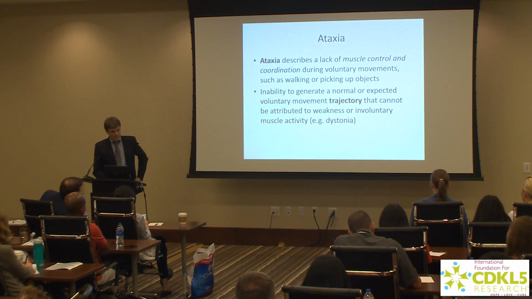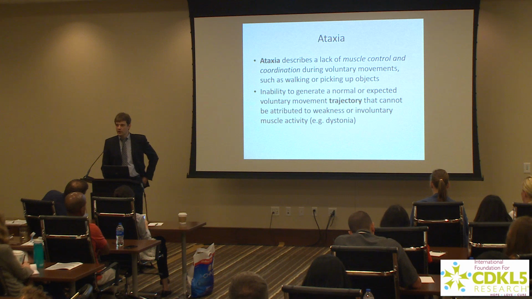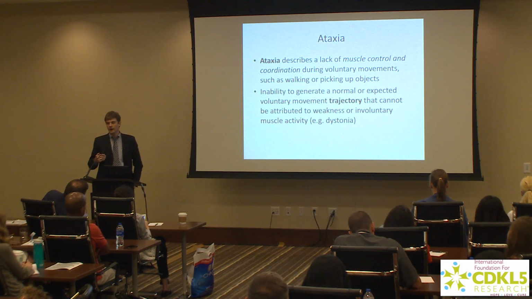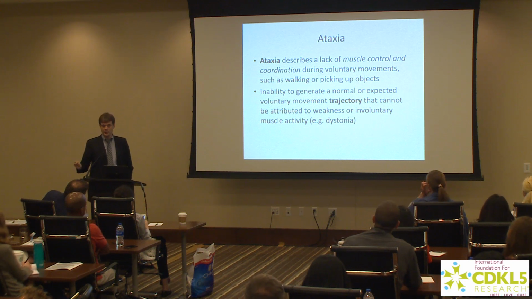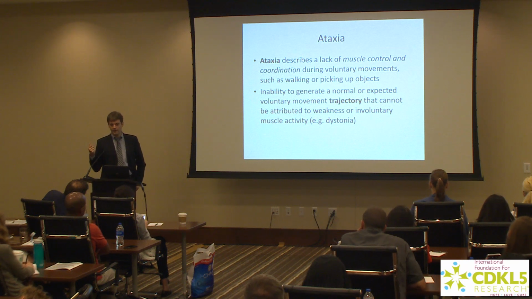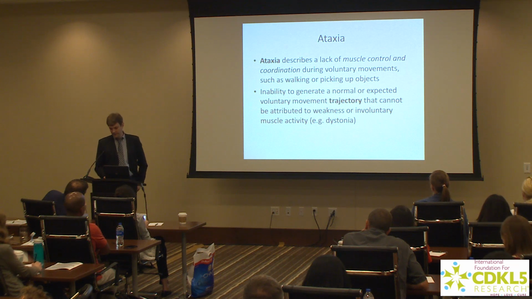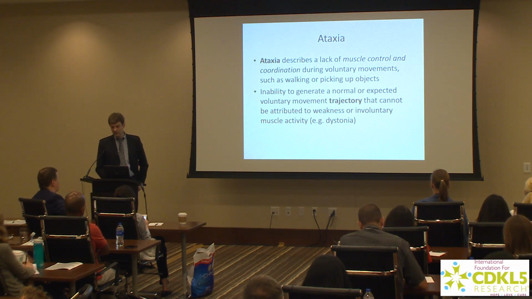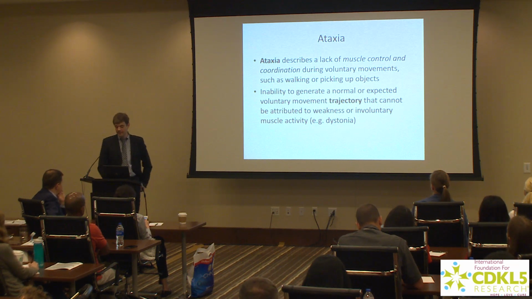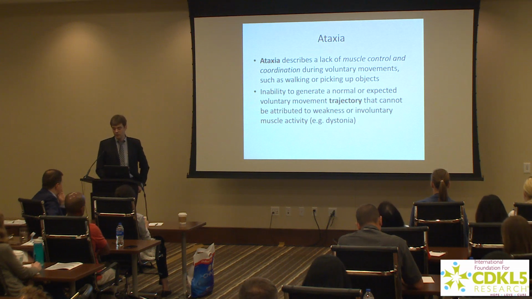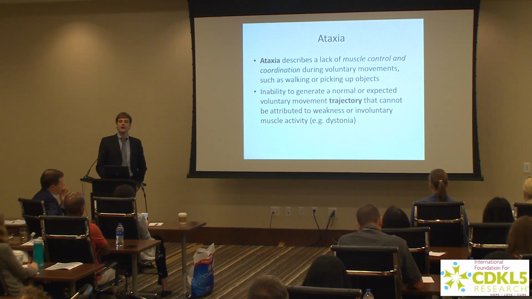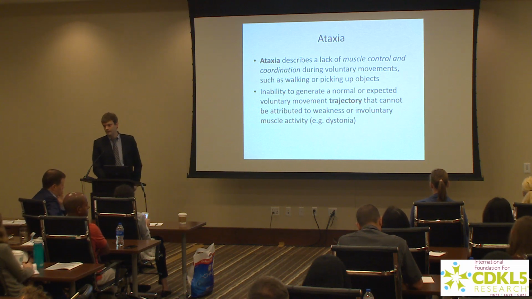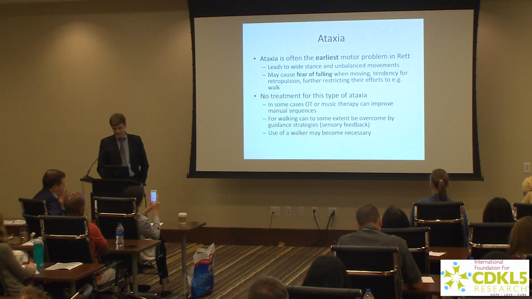And then there remains the more complex motor planning for those individuals that can gesture, that can really interact with you in a purposeful manner. There are further movement problems that can hinder those, and those are really ataxia and dyspraxia. So ataxia, that term describes a lack of muscle control and coordination during a voluntary movement and leads to an abnormal trajectory of the movement.